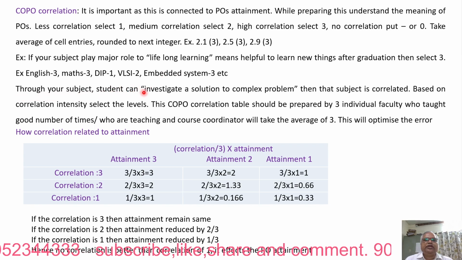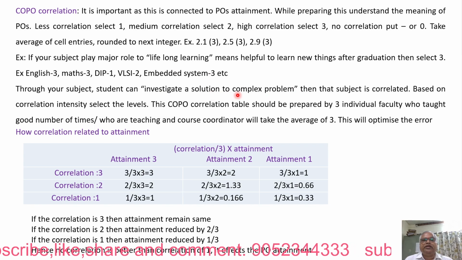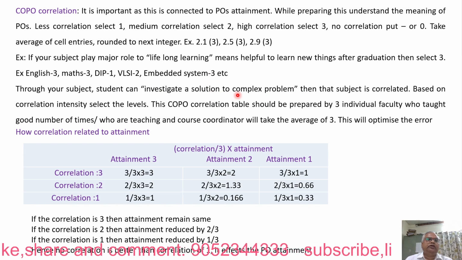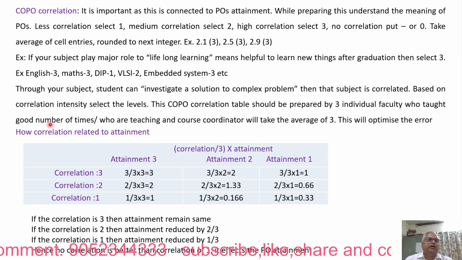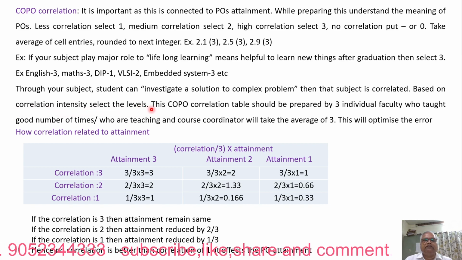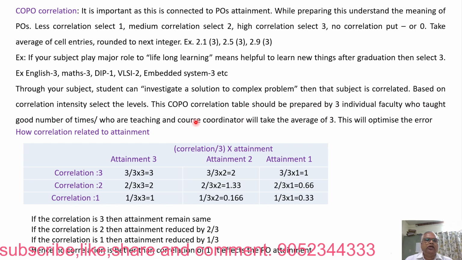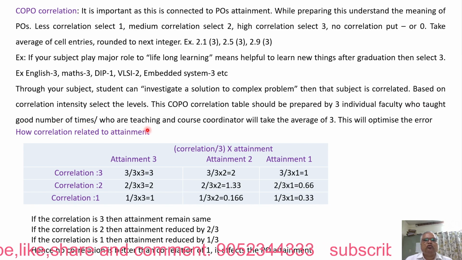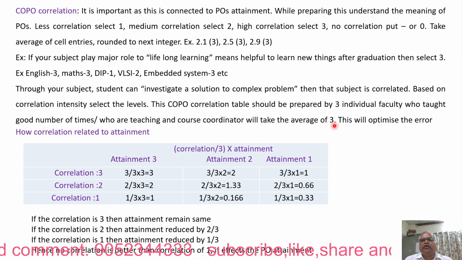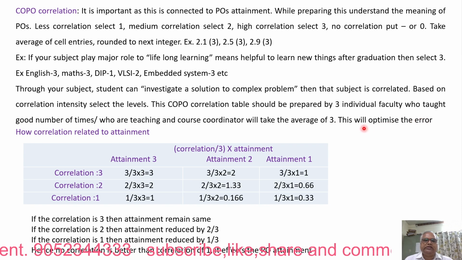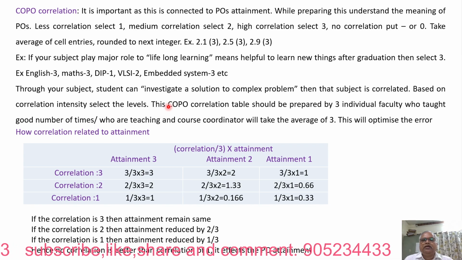Through your subject, the student can investigate solutions to complex problems. This is another important PO attribute. If the student can achieve this through your subject, then that subject is correlated. Based on the correlation intensity, select the levels. This CO-PO correlation table should be prepared by 3 individual faculty who have taught the subject a good number of times or who are teaching it presently. The course coordinator will take the average of those 3 faculty correlations, and this will optimize the error. This idea is recommended by a recent NBA expert team member.